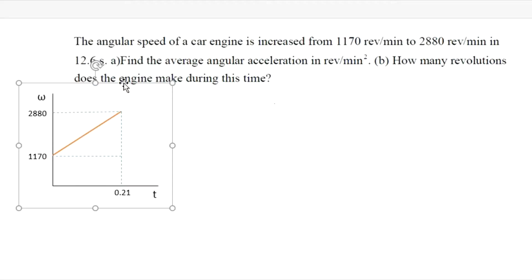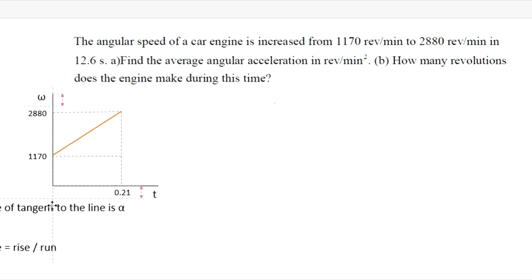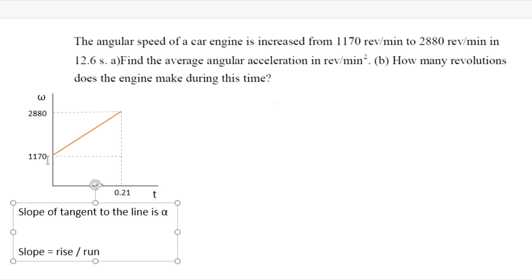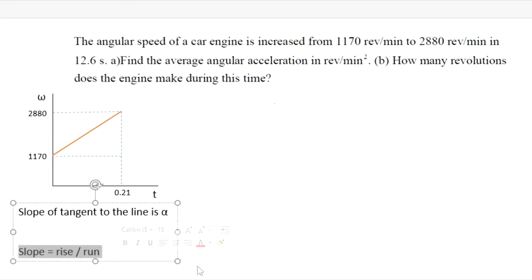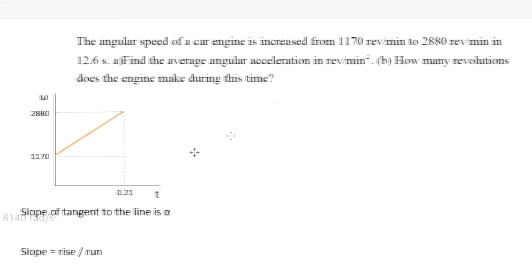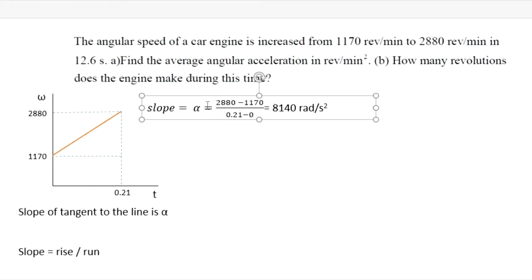So that's why it's a straight line going upwards, also indicating that the angular velocity is increasing because the slope is positive. And we learned that the slope of the tangent to the line here is the angular acceleration if the graph is an omega versus time graph. And so given the standard definition of slope, rise over run, we obtain this set of values.